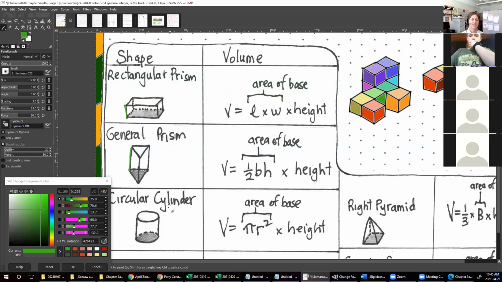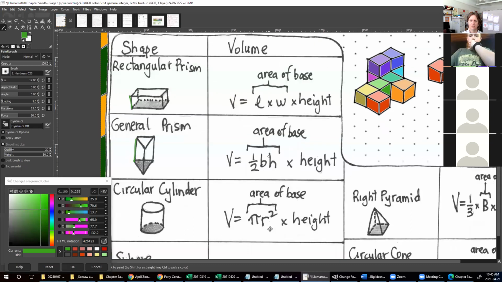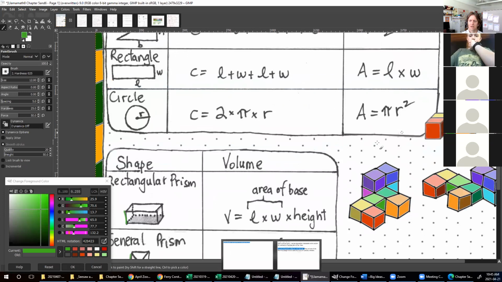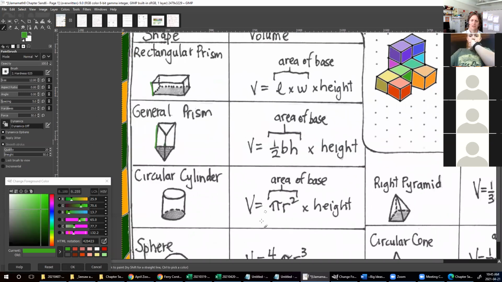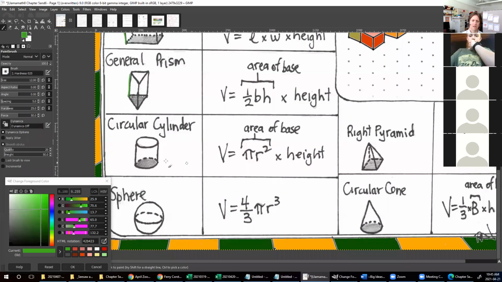Or a cylinder. We're going to calculate the area of the base, which is pi r squared. We know that from just these ones right here. So we multiply the pi r squared times whatever the height of the cylinder is. And that's all there is to it for volume. These ones are slightly different, of course, and let's look at these last three at the very end.